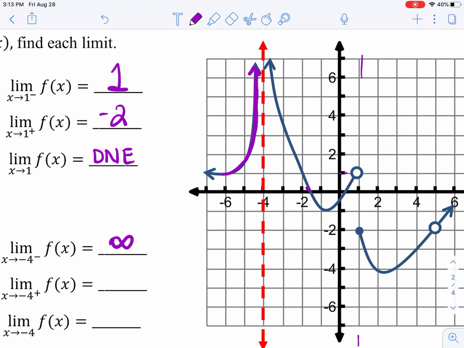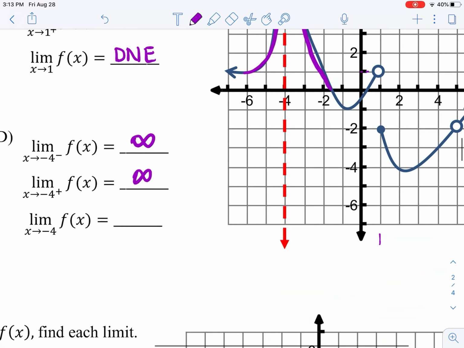All right, now I'm going to approach the x value of negative 4 from the right. And I see that once again it's an arrow pointing upward. So that's positive infinity. So if I asked you, what's the limit? These two are the same, so the limit is infinity.